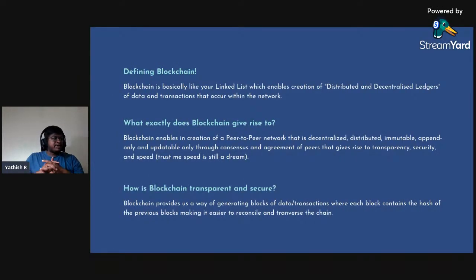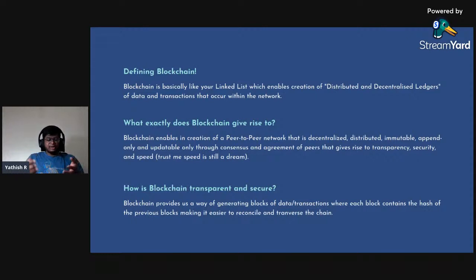So let's start off by defining what blockchain is. Blockchain is basically like a linked list, which enables creation of distributed and decentralized ledgers of data transactions that occur within the network. We compare blockchain to a linked list, but it's not actually a linked list. There are a lot of technicalities and data structures, and a different kind of data structure we use inside it is called a Merkle tree, but we compare it to a linked list only because it makes our understanding of how the data is inside the blockchain much simpler.